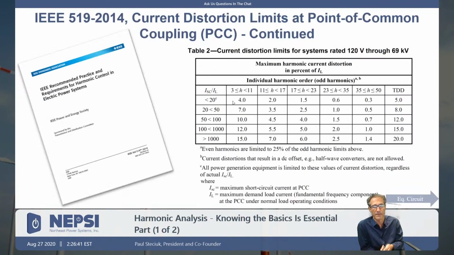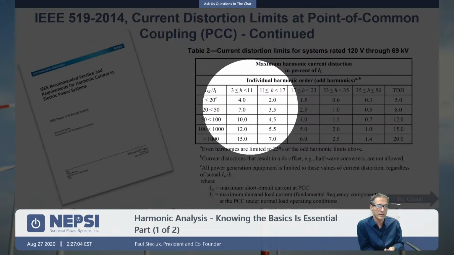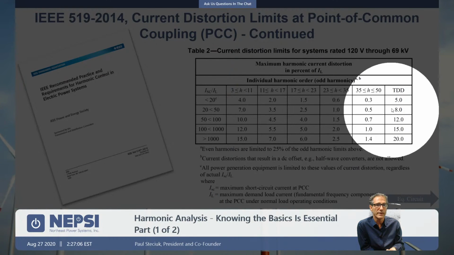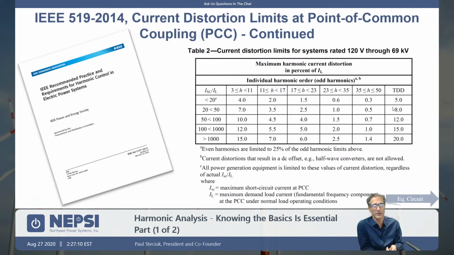All right, so you know your demand current based upon your utility bill, and you're basically saying, well, I can have my current distortion at the PCC be 4% of that, and that would be a value in amps. And that's really what your harmonic analysis is going to do. You're going to determine the amps, and you're going to compare it to the values that you calculate with this table.